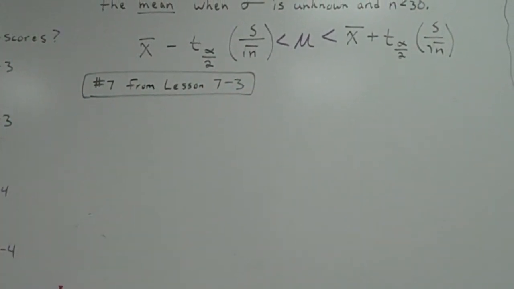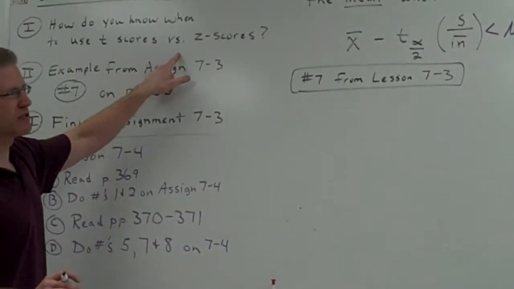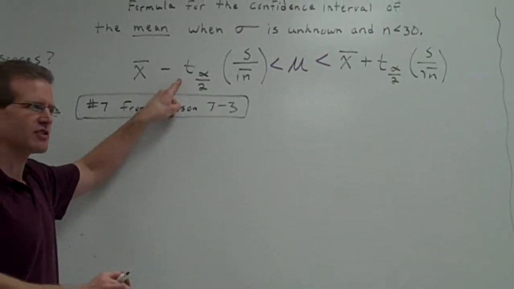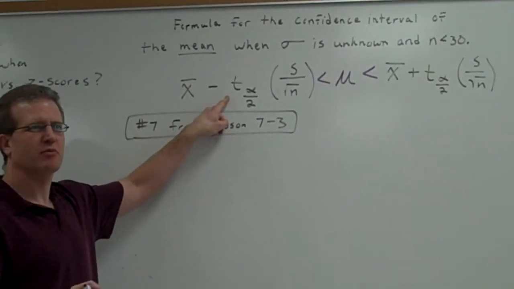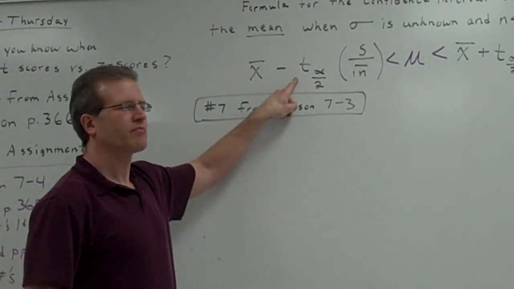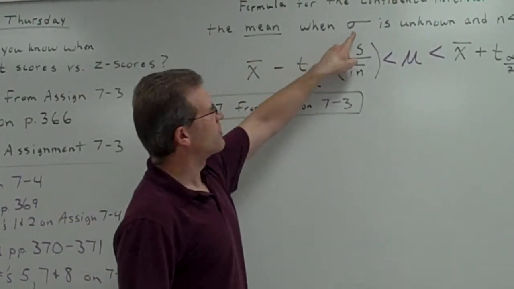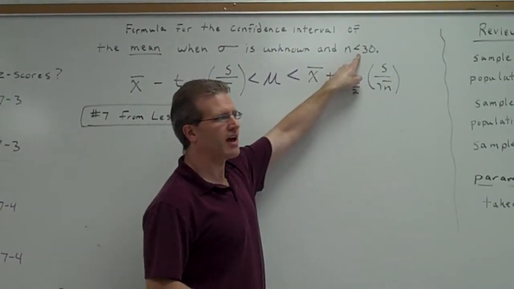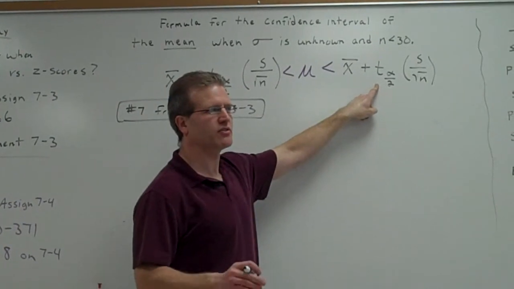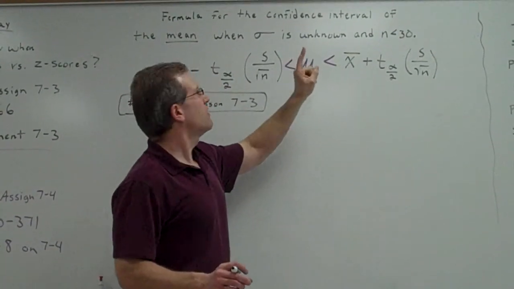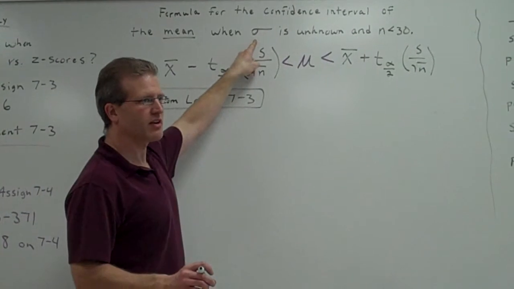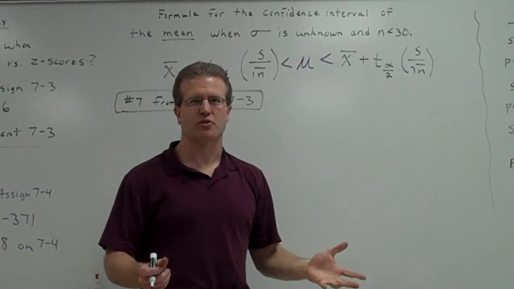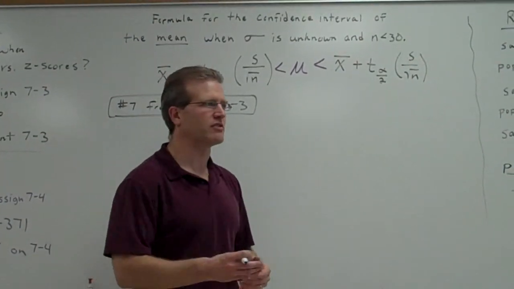Now, first question. How do you know when to use t-scores versus z-scores? Like this formula has t-scores in it, but in lesson 7.2, we use z-scores. Can anyone tell me how? Right. If you don't know the population standard deviation, and n is less than 30, then you have to use t-scores. So you have to use your t-distribution chart. If you know the population standard deviation, or if n is greater than or equal to 30, then you can use z-scores and use your z-chart. So you have to know that difference.